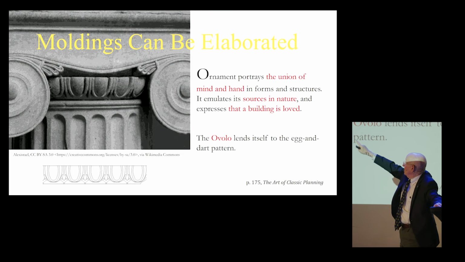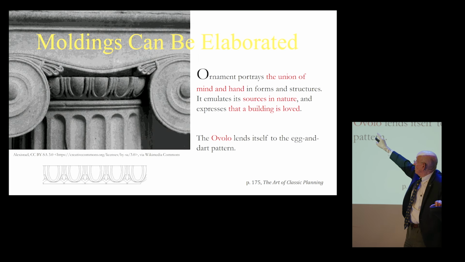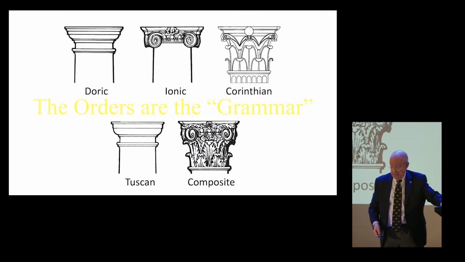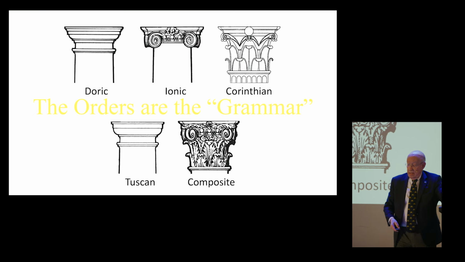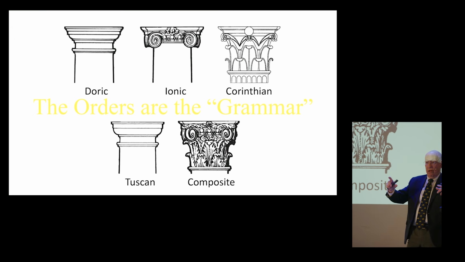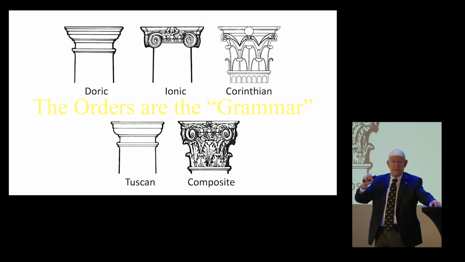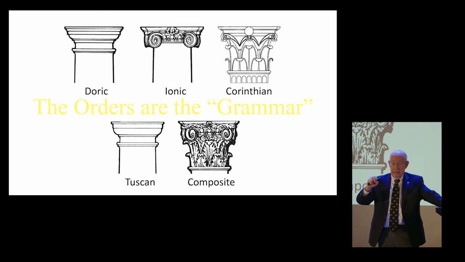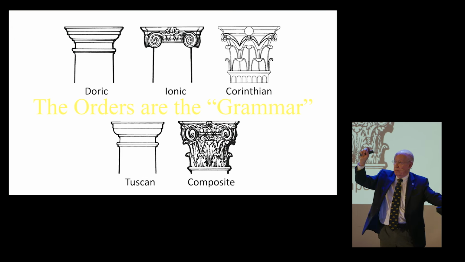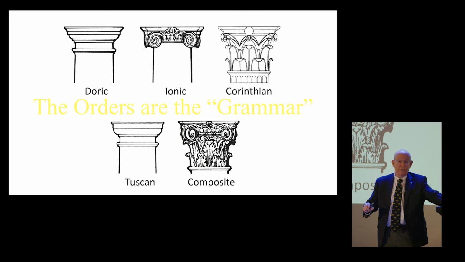For example, the ovalo that makes up the egg and dart pattern, you have it up here in these. The orders, if we call the letters, these are the words that make it up, the moldings. Then the orders are the grammars. Each one is a different style. Doric, Ionic, Corinthian. I think everybody's familiar with these. We look at them as the style.